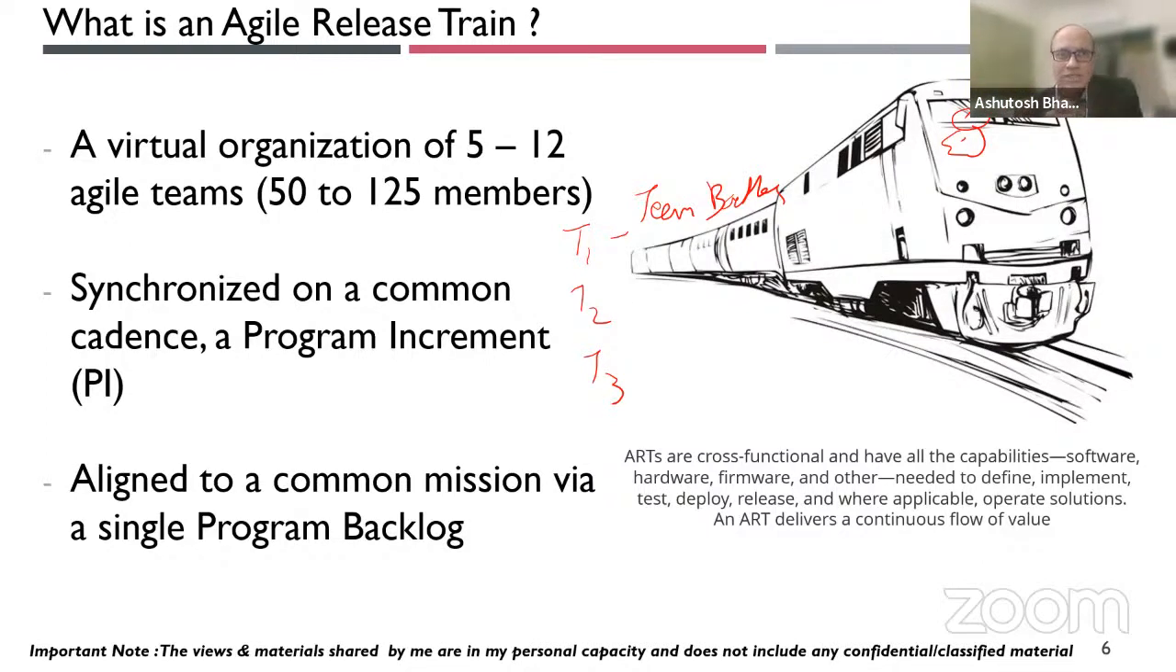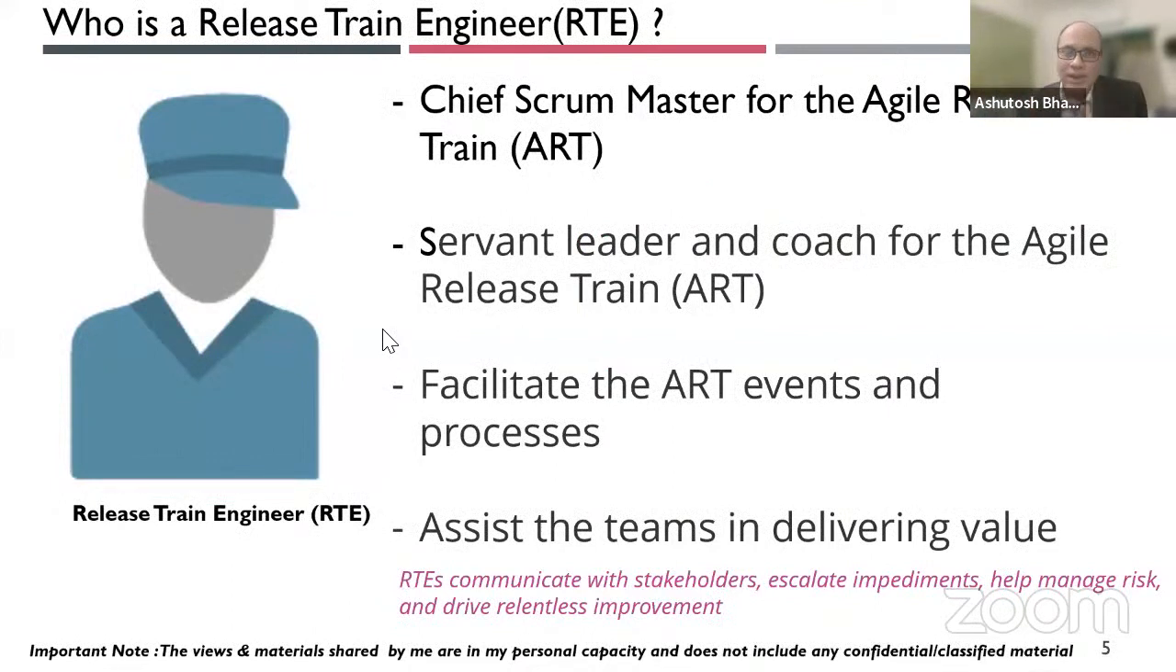It's a virtual organization. It's not a permanent organization. It's a virtual organization which is drawn by picking up people from different teams. So the servant leader and the coach for the agile release train is the chief scrum master, or the RTE. RTE, one of the activities is to facilitate the ART events.